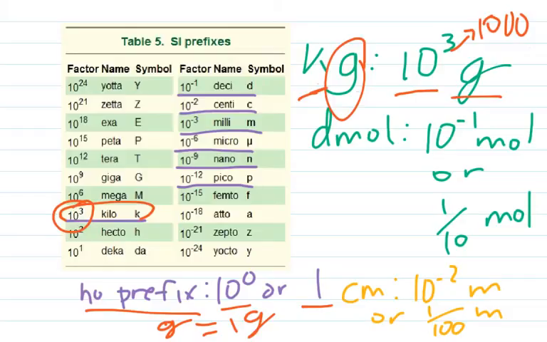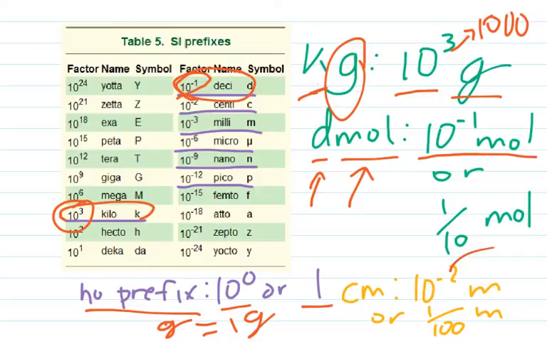So let's talk about the deci prefix right over here. Deci is just a tenth, or 10 to the negative 1. So for example, if we say a decimole, notice how I use the prefix here, and the abbreviation for the unit here. I just mean 10 to the negative 1 moles, or 1/10 of a mole. They're the exact same thing.